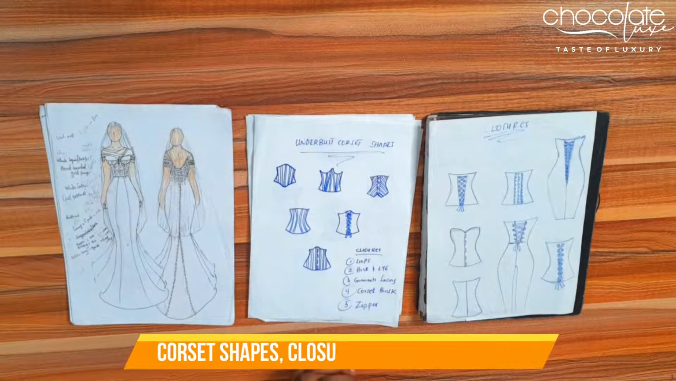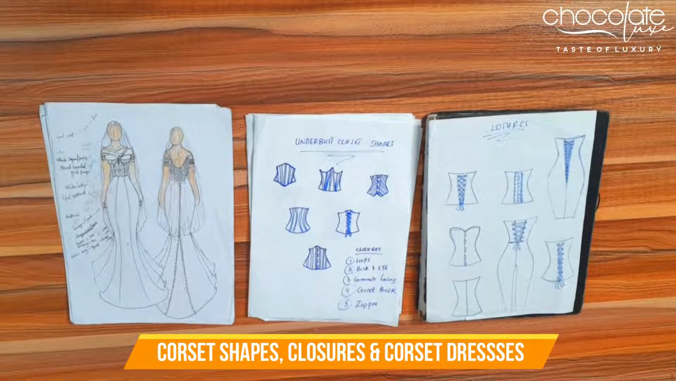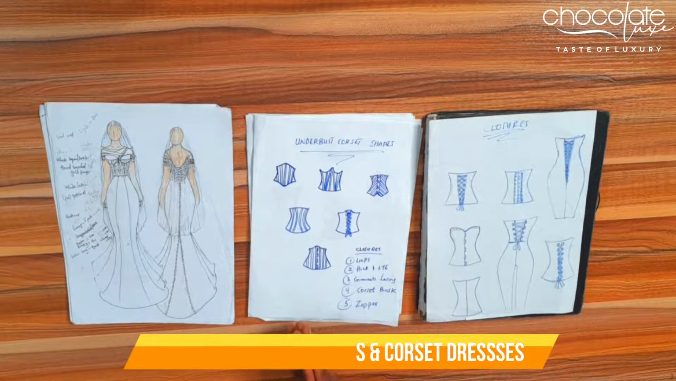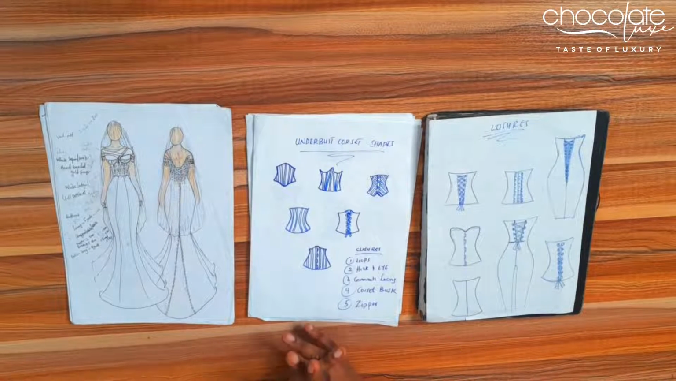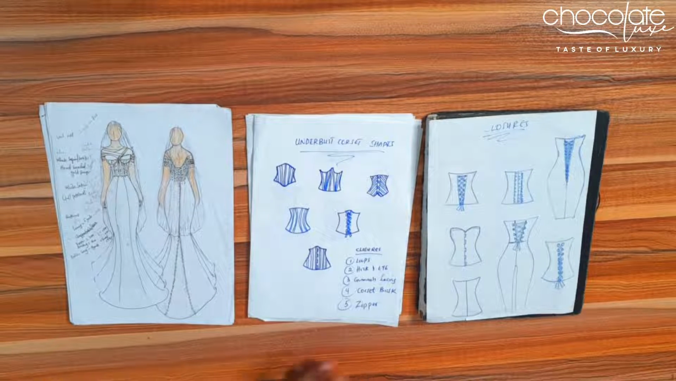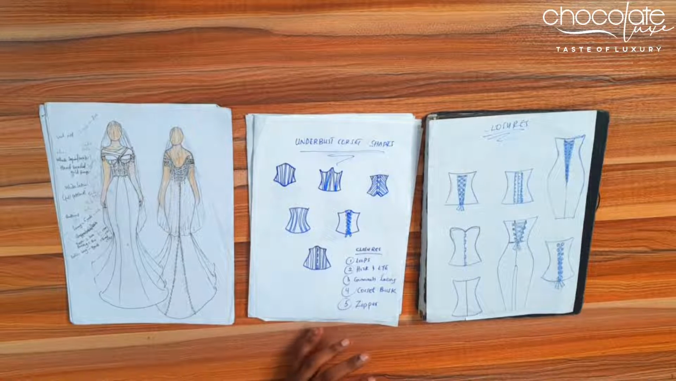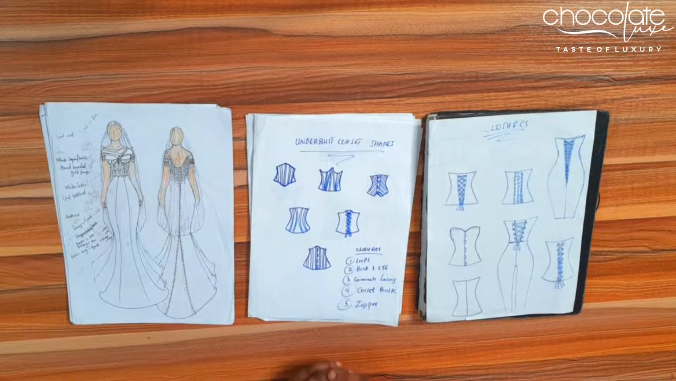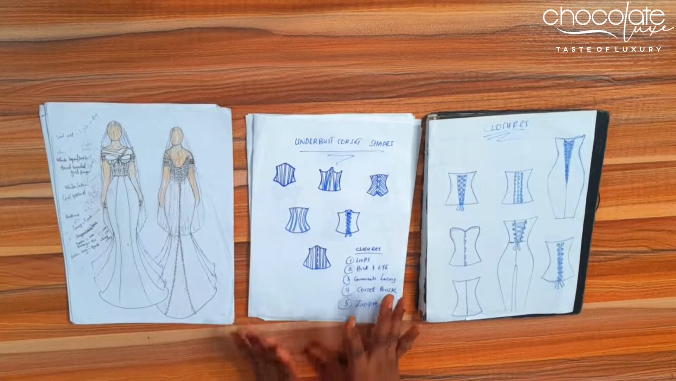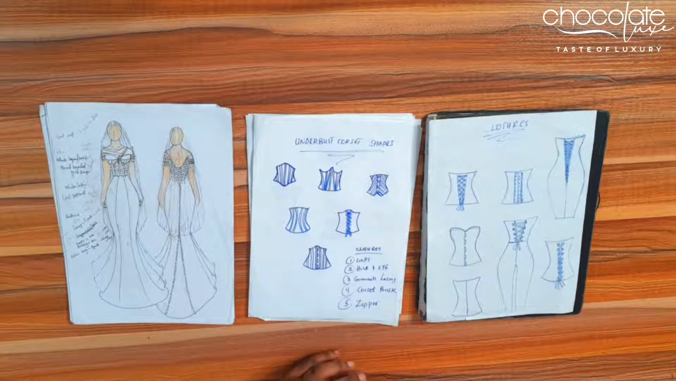Welcome to another lesson. Today we'll be discussing the different types of corset shapes, closures, and examples of corset dresses. I wanted to go over this before we actually start, so that anything I mention is very clear and understandable to you. There are different types of corsets, and I'll be talking about the tools and materials that we're going to work with later on in the next lesson.